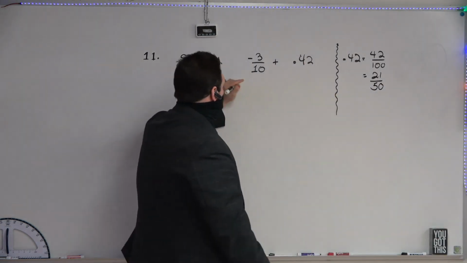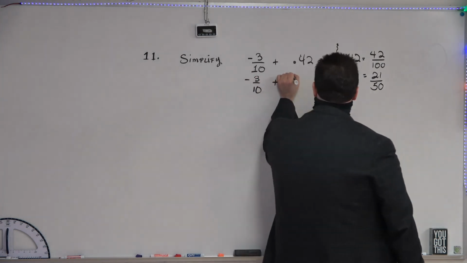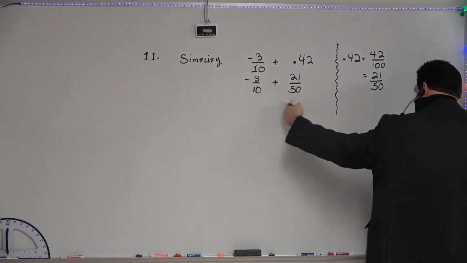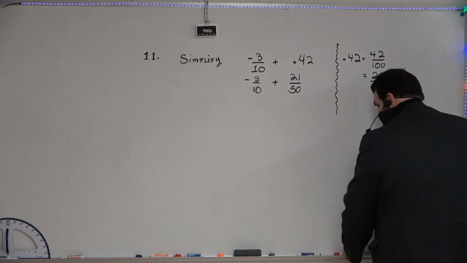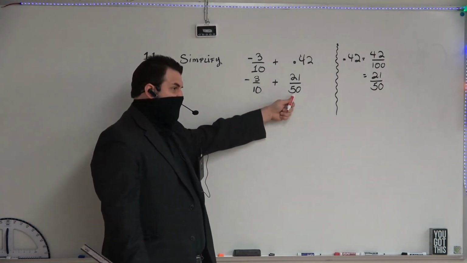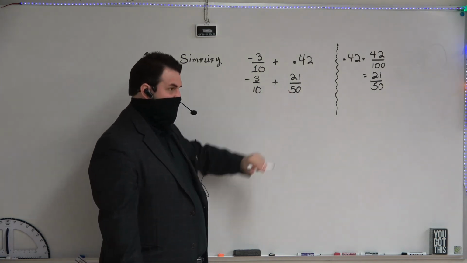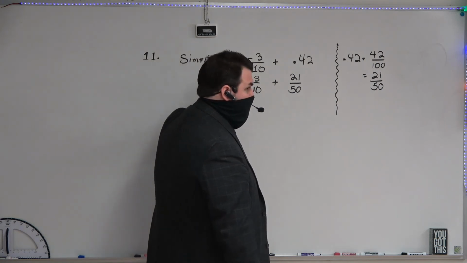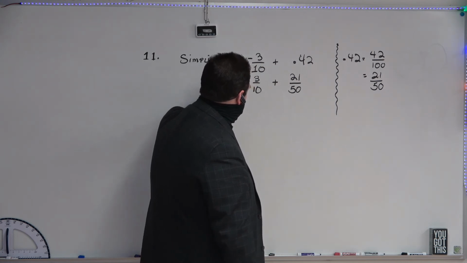So let's go back and write this again. Now we have negative 3 over 10 plus 21 over 50. Now we can't combine because they're not common. So what do I need to do? The lowest common denominator is 50. What do I have to multiply by 10 to make 10 be a 50? Right, so remember, you can only multiply a fraction by 1. So I have to multiply by 5 over 5.